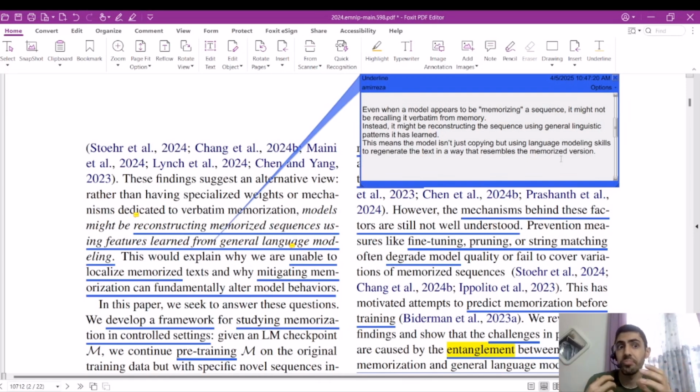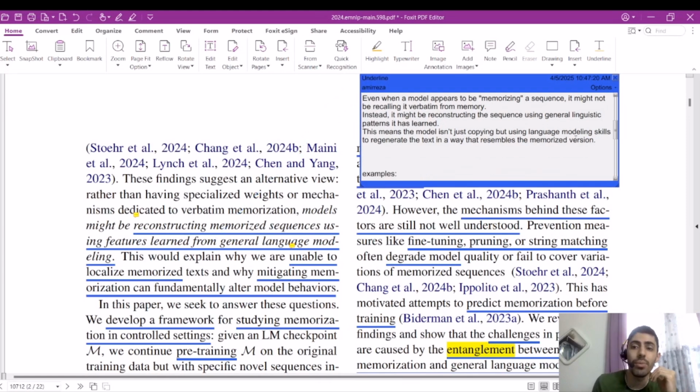Even in some sentences that look like they are verbatim memorized, instead, the model might reconstruct the sequence using a general linguistic pattern it has learned. This means the model is not copying, but using its language modeling skills to regenerate text in a way that resembles the memorized version.